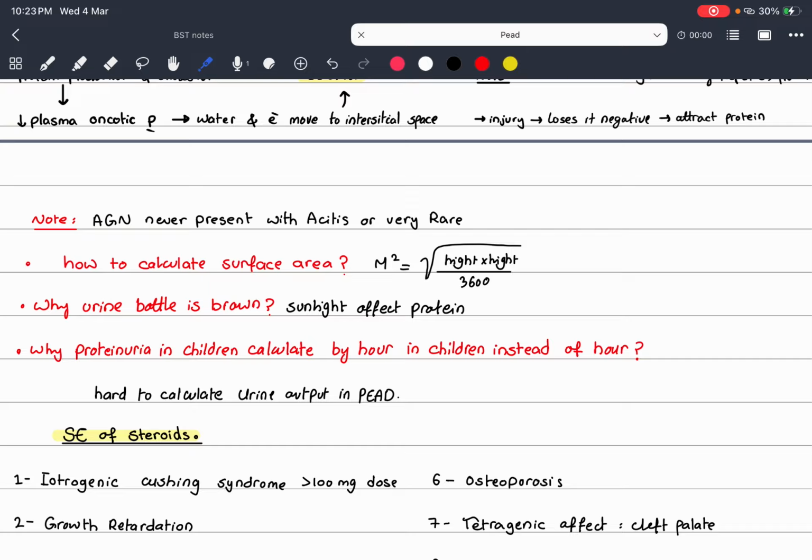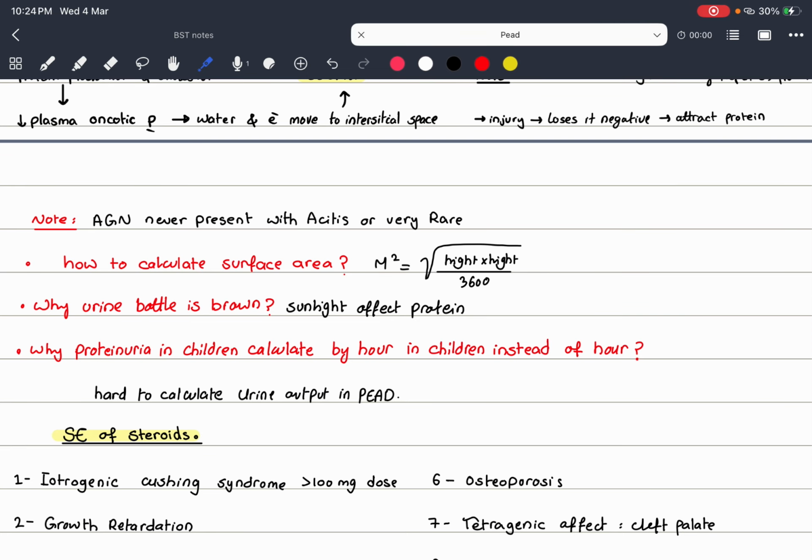And why do you sometimes see the urine bottle brown in color for the sample? Because we are scared of sunlight. The sunlight affects the protein, so we make it brown. It actually absorbs the light, keeping it away from the sample.